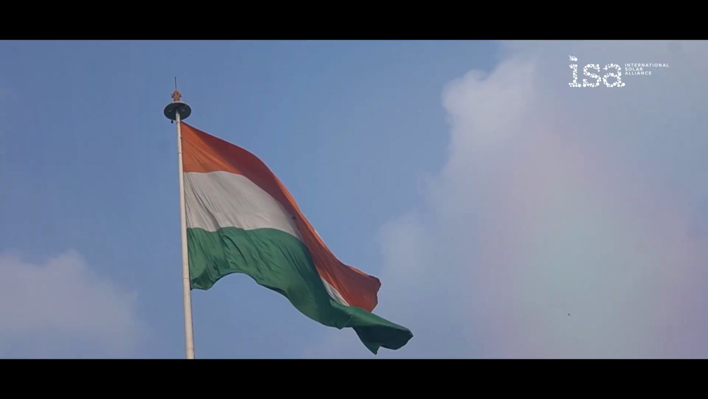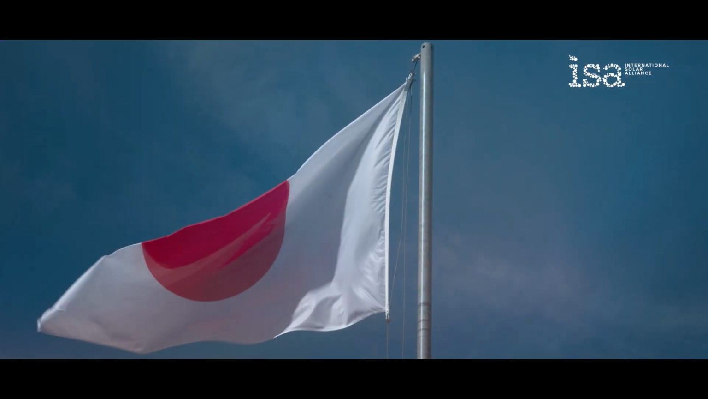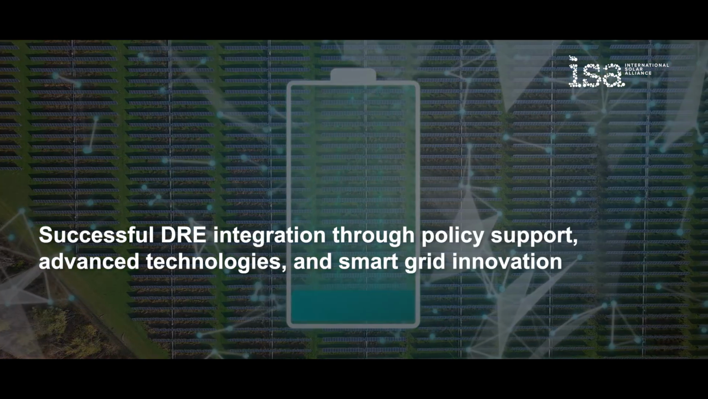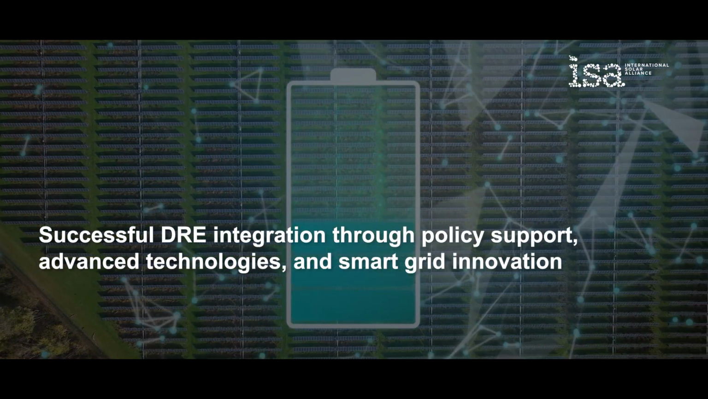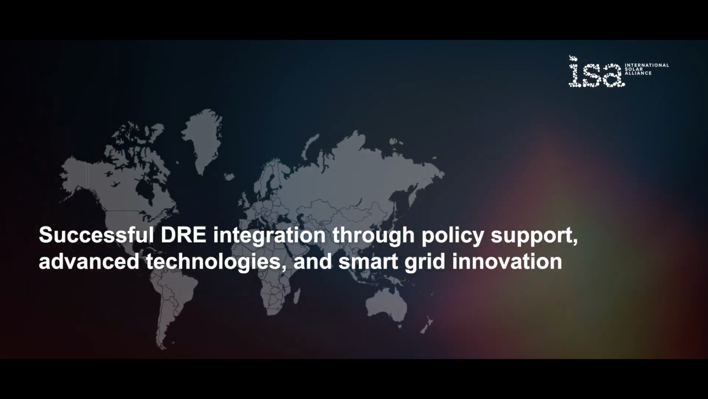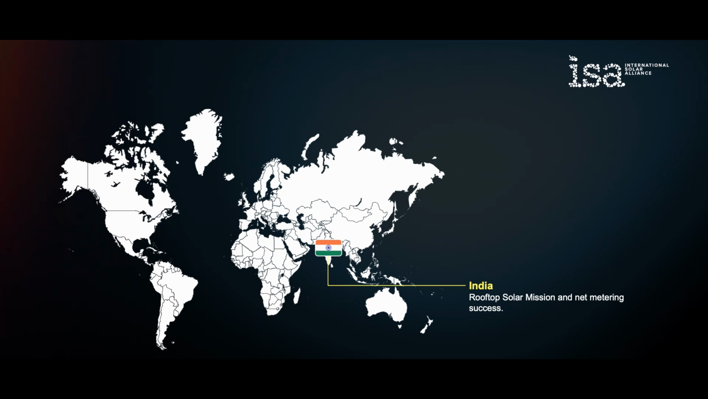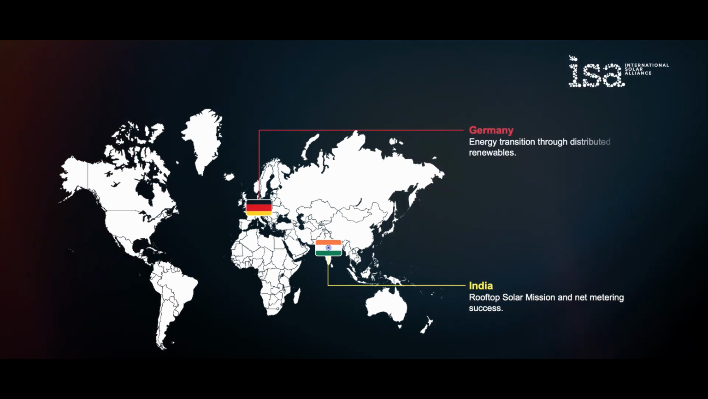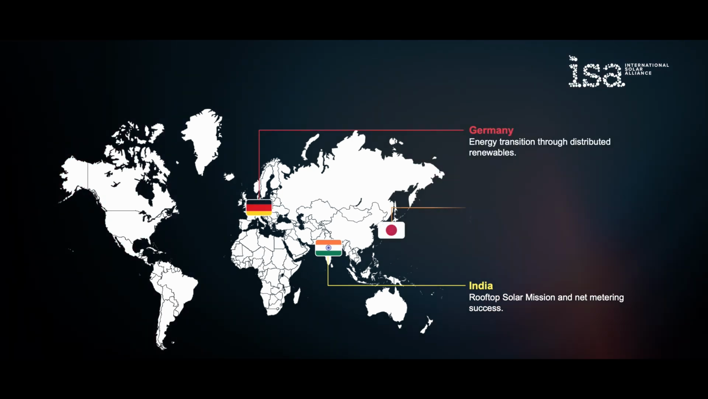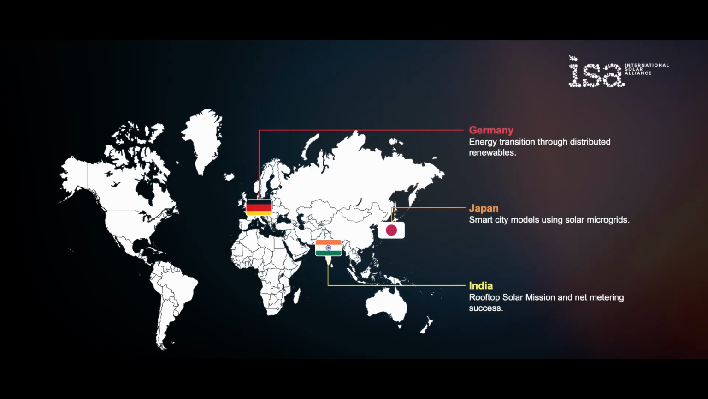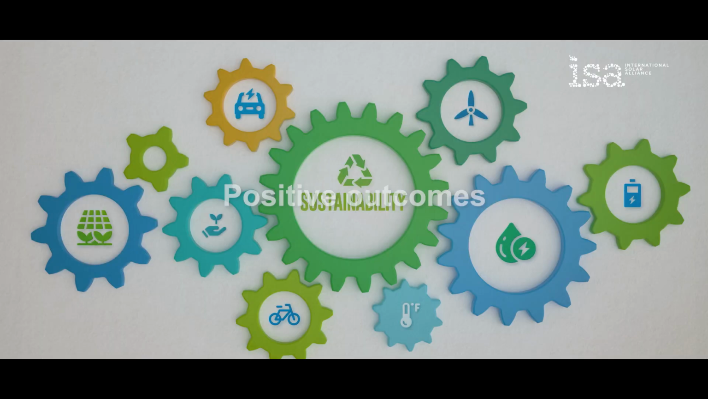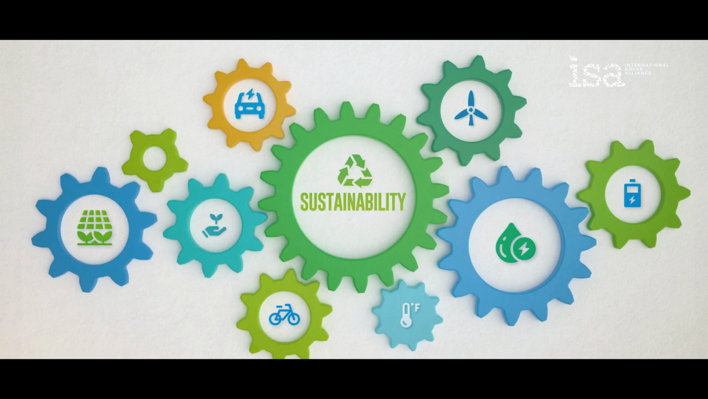Globally, countries like India, Germany, and Japan have achieved successful DRE integration through policy support, advanced technologies, and smart grid innovation. India, rooftop solar mission and net metering success. Germany, energy transition through distributed renewables. Japan, smart city models using solar microgrids. Positive outcomes, reliability, cost savings, and emissions reduction.